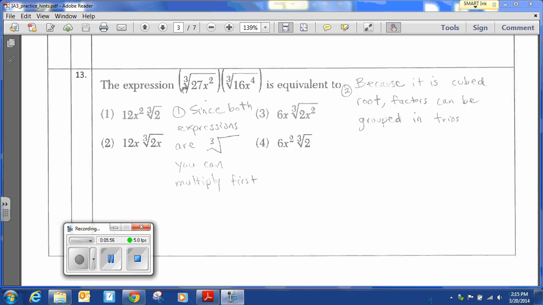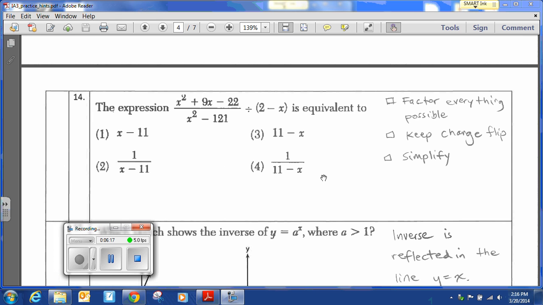What I would do first here is since they're both cube roots, I would just go ahead and multiply these together. So you do 27 times 16 and x squared times x to the 4th, which is x to the 6th. And then finally you can simplify the cube root. You can also just take the cube root of both of them and take their answers and multiply them together. So either way you want to do it is fine.